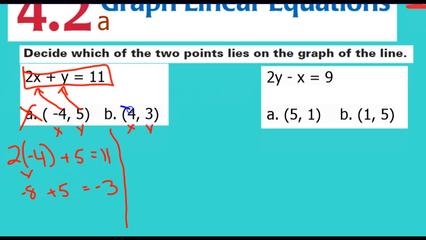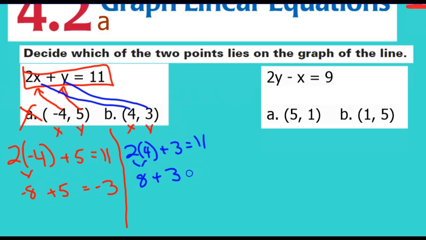So we're going to put 4 in for x and 3 in for y. So we have 2 times 4 plus 3 equals 11. 2 times 4 is 8 plus 3 equals 11. So we know that this one works. B is the point that works.